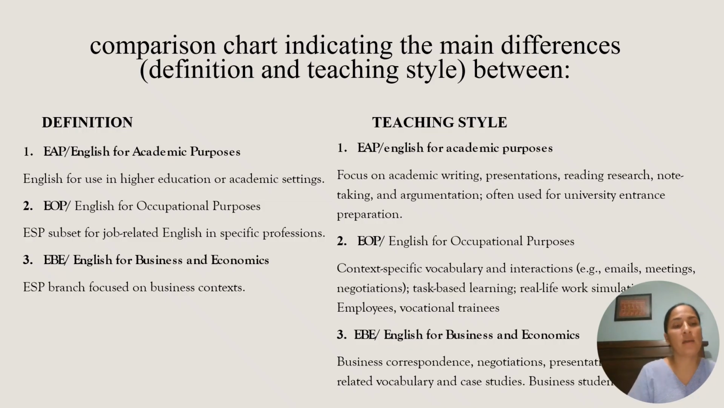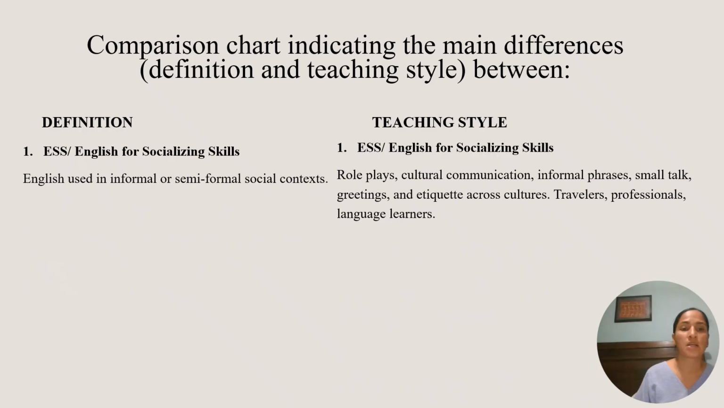We have EAP, English for academic purposes. They focus on academic writing, presentation, reading, research, and so on. We have EOP, English for occupational purposes. They are focused on context, specific vocabulary, and interactions, emails, meetings, negotiations, and so on. We have EBE, English for business and economy. And their teaching style is more business correspondence, negotiation, presentation related to vocabulary and case studies.